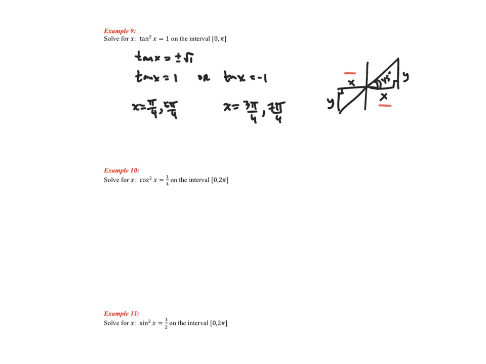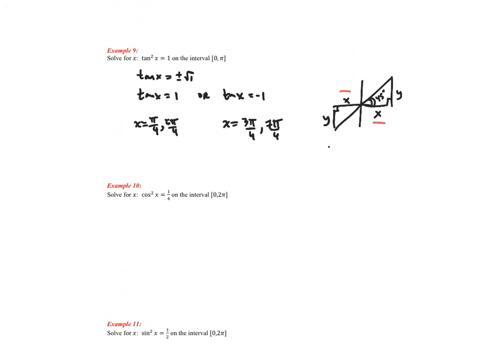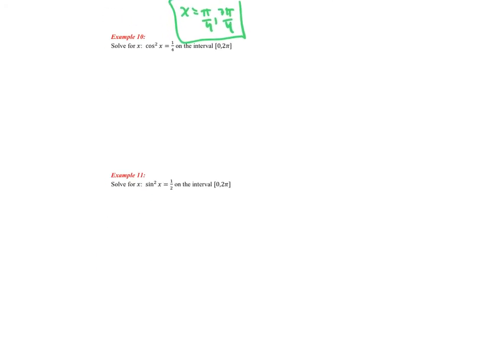Okay, let's look at example 10. Example 10 says cosine squared equals 1/4. If I again use the similar method, it looks like I messed something up in example 9. I just realized it. Good catch. I don't need answers outside of 0 to pi. So 0 to pi would only be quadrants 1 and 2. So I am going to nix 5 pi over 4 and 7 pi over 4. So my answers are simply pi over 4 and 3 pi over 4. Good catch.